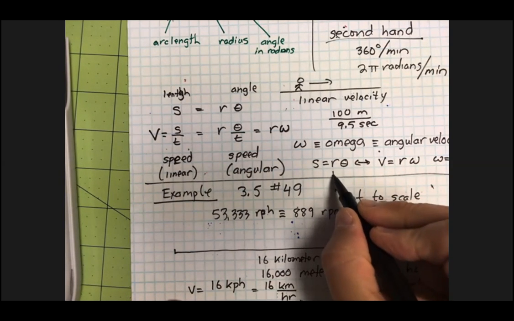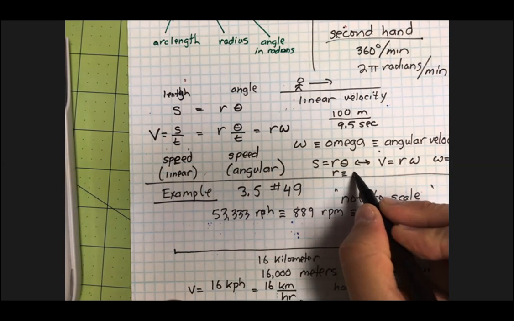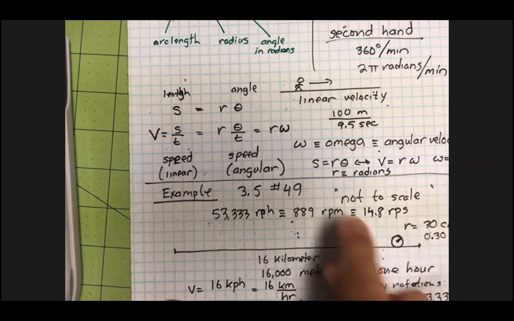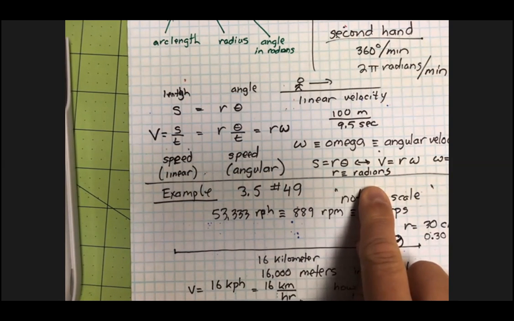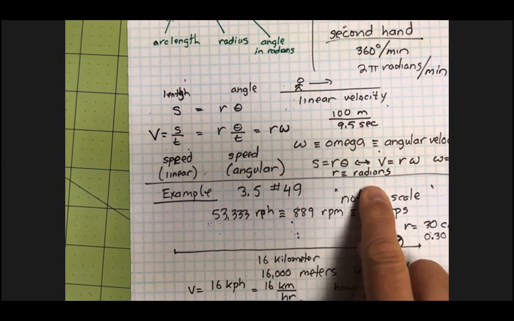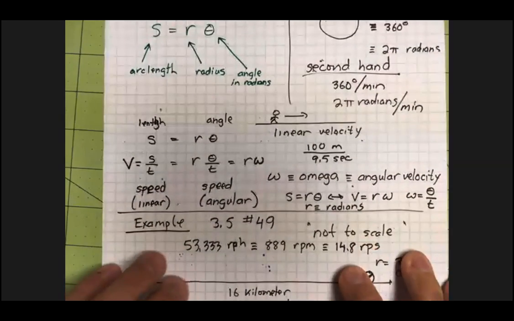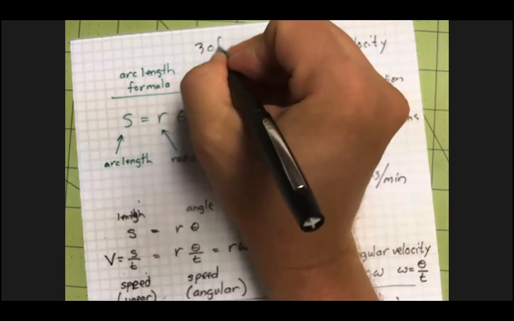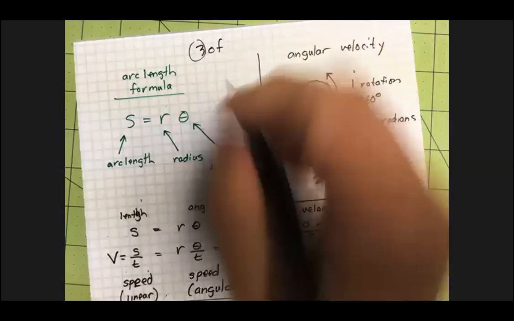Just remember, when you're doing this calculation, you always measure the angle in radians. So this is another example of why you want to use radians to do these calculations. Okay. Try some of the examples in 3.5 and tell me what you think about that. But I want to turn the corner now into chapter 4.